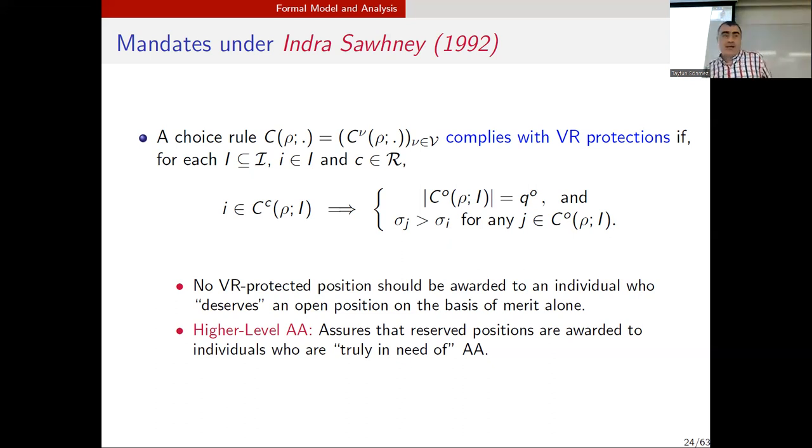Without horizontal reservations, a choice rule C complies with VR protections if, no matter which set of individuals I pick, which individual I select in that group, and which reserve category R I pick, if individual I is given a reserve position at category R and thereby not given an open position, then it must be the case that first, all open positions are full, and second, everybody who is given an open position must have a higher score, right? This is a much simpler version of yesterday's axiom. If I take yesterday's axiom and assume the number of horizontal reservations is zero, that's exactly what you get.